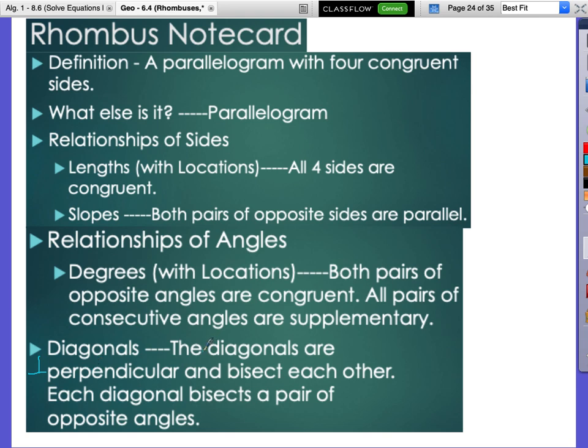For "and," you can use the actual and symbol, like the one I do. There's like a plus sign, but I make a loop in it to make it different from my plus signs. And then the other thing we need to know is that each diagonal bisects a pair of opposite angles. Diagonals bisect a pair of opposite angles. Once again, we can abbreviate this stuff, make that a little easier on us.